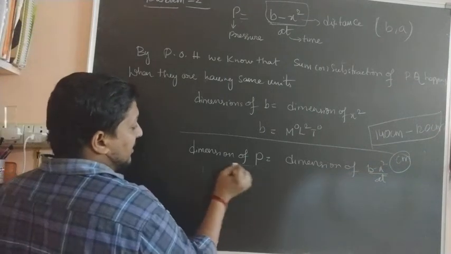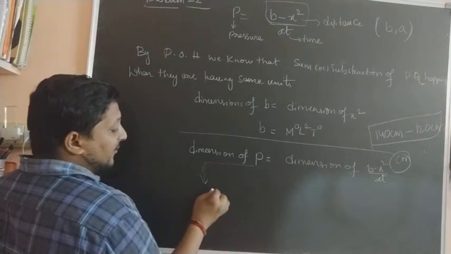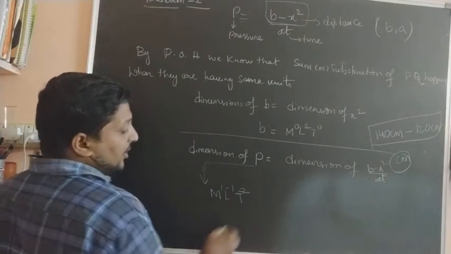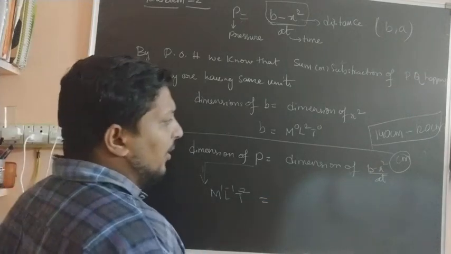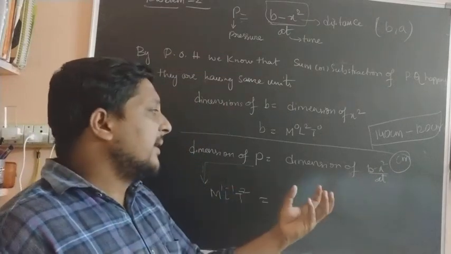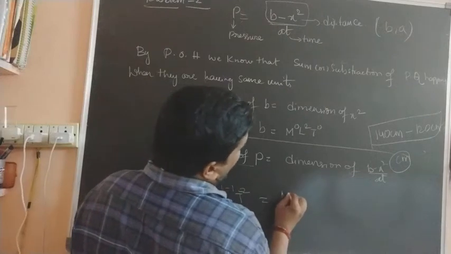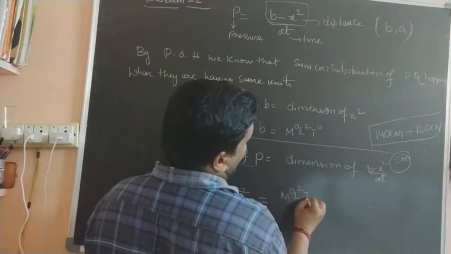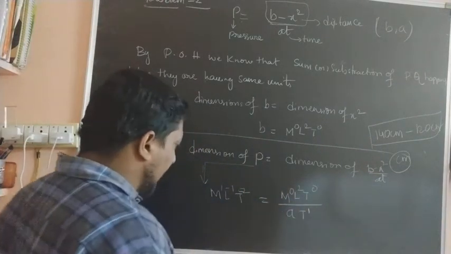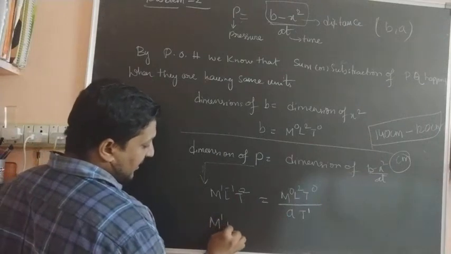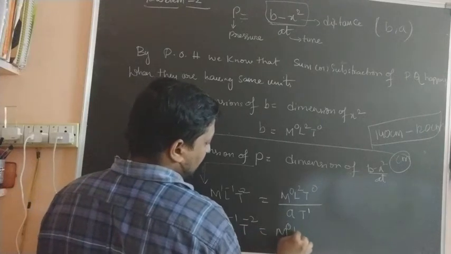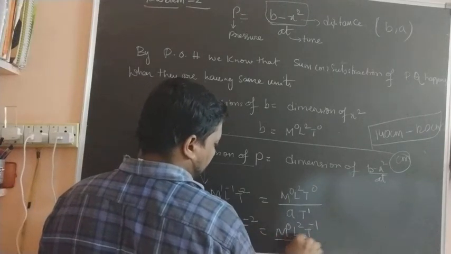Now, what is the dimensional formula of pressure? The dimensional formula of pressure is M to the power 1, L to the power of minus 1, T to the power of minus 2, equal to (B minus x square), where there will be left over only the unit of length. So it can be written as M power 0, L power 2, T power 0 by a into T to the power of 1. Then it can be written as M power 1, L to the power of minus 1, T to the power of minus 2 is equal to M power 0, L power 2, T to the power of minus 1 by a.